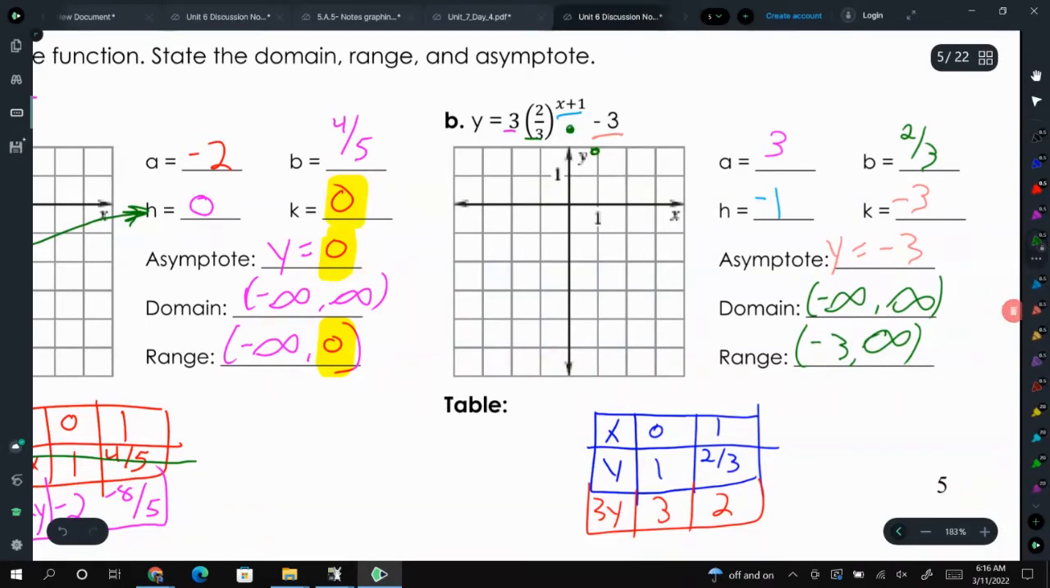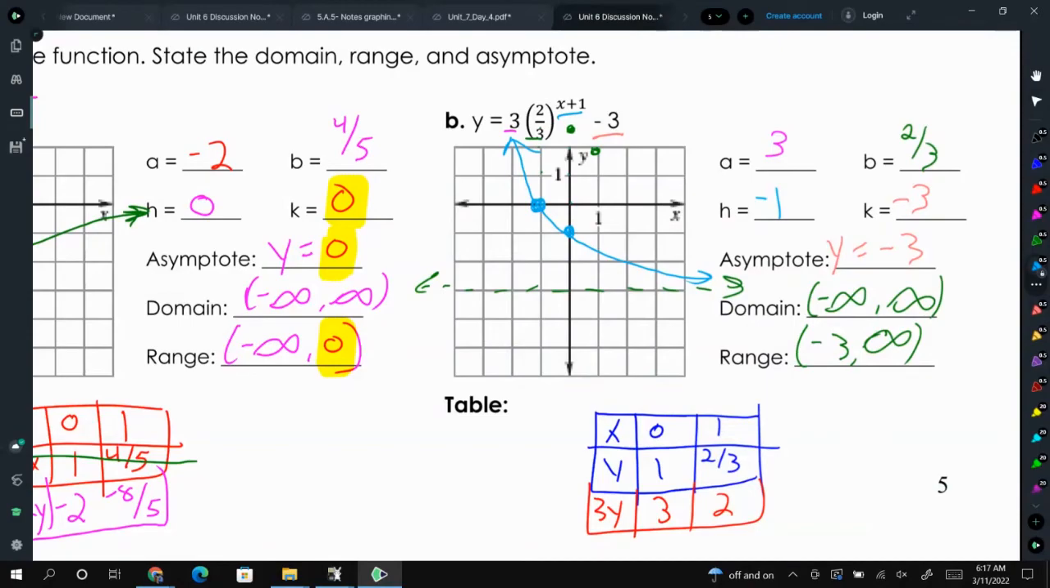But remember, we have to now move each point left 1 and down 3 based on our h and k values. So left 1 and down 3. 1, 2, 3. Let me use a different color. Let's put 1, 2, 3. Remember, our asymptote is at y equals -3. So 1, 2, 3. Here's our asymptote. So then I'm going to use the light blue ones for our graph. And there is what the graph of this would look like.